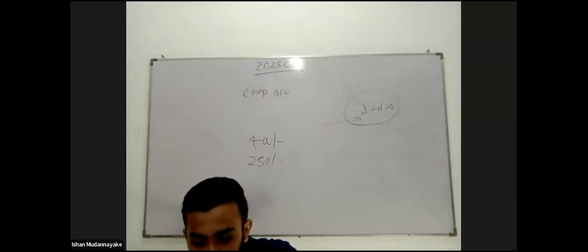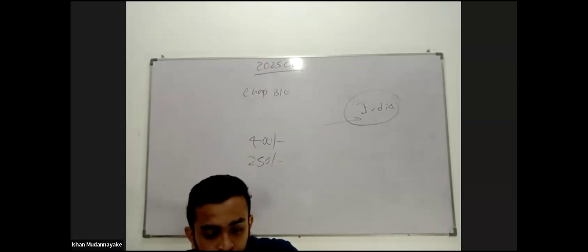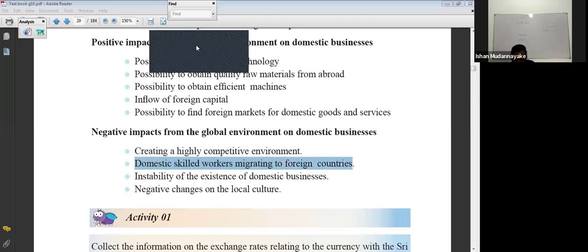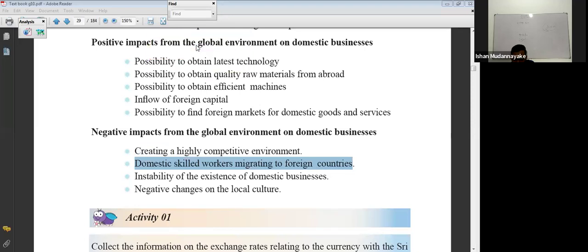Next one. Sanuka, next one. Skilled workers migrate. Yes, domestic skilled workers migrate to foreign countries. Skilled employees migrate to other countries. Another disadvantage of globalization.